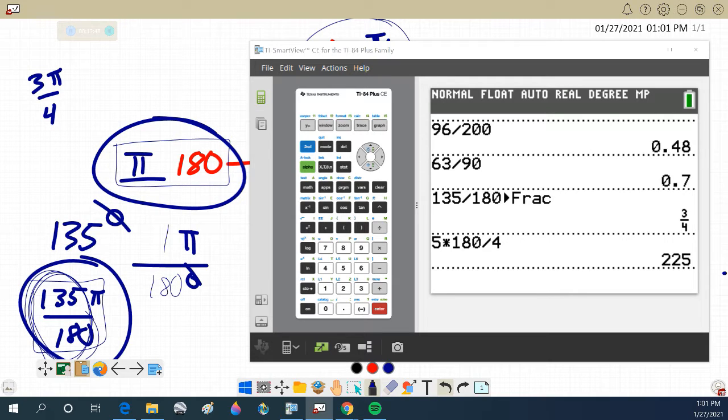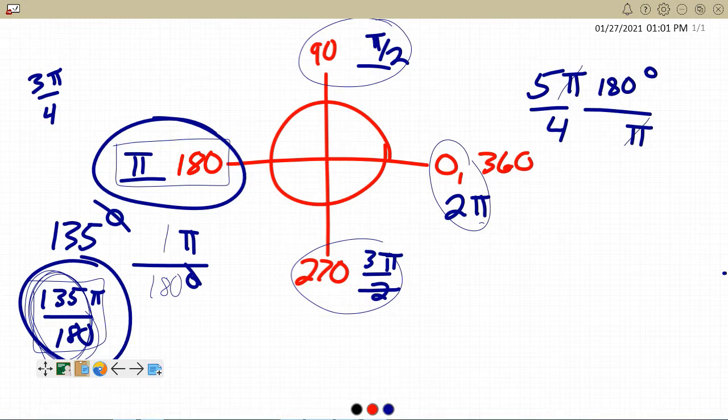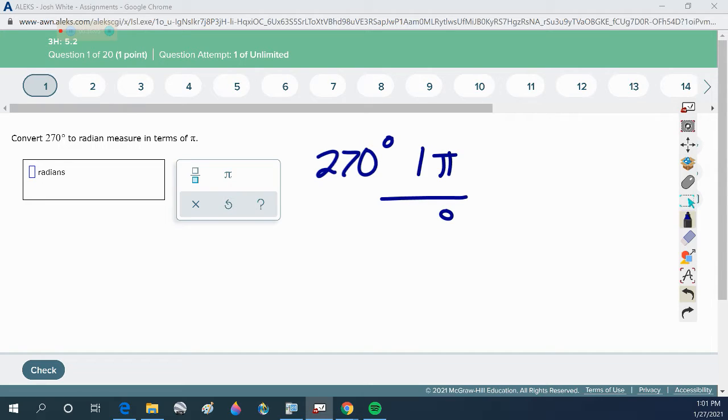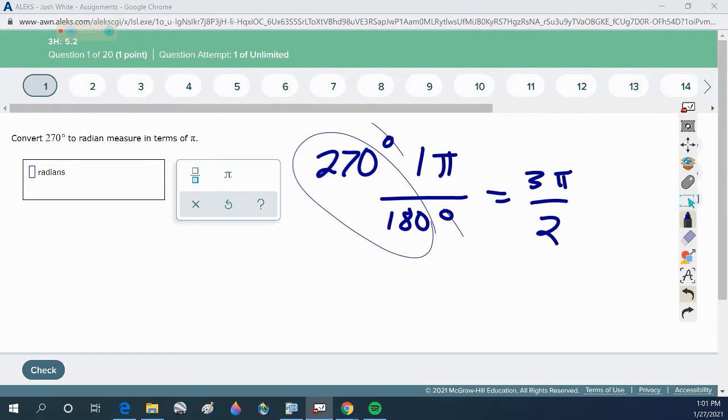So, let's do this. Okay. So, for this one, 270 degrees, we want to convert it into radians. So we put pi over degrees. In every 1 pi, there are 180 degrees. Degrees cancel degrees. 270 divided by 180 simplifies to 3 over 2. So 3 pi over 2 is the answer.